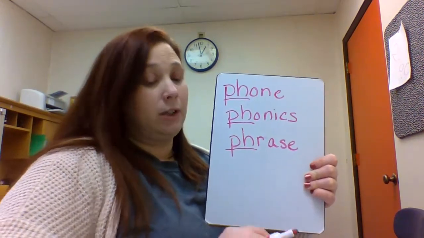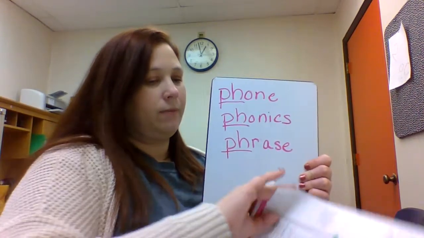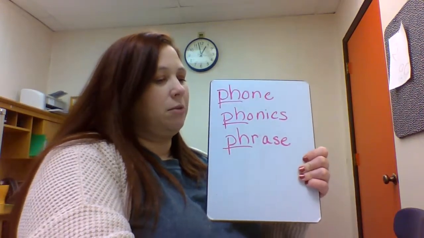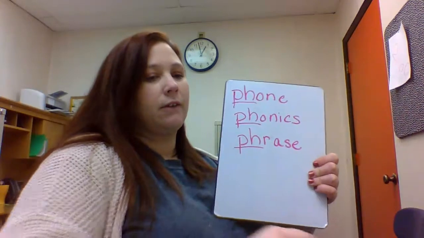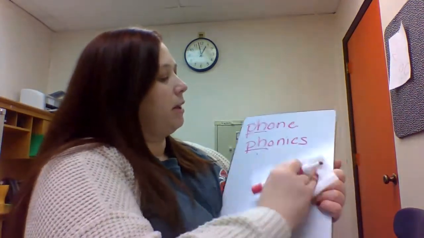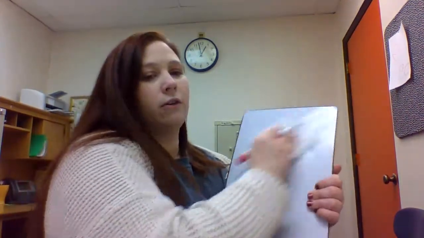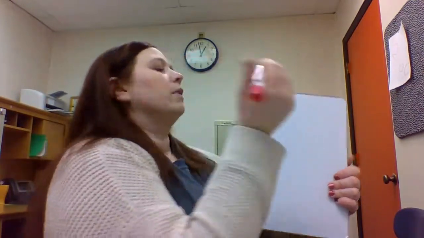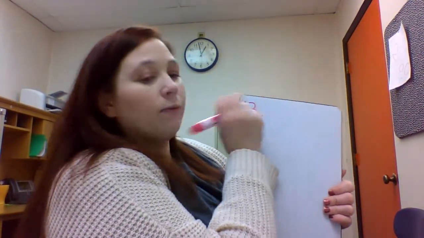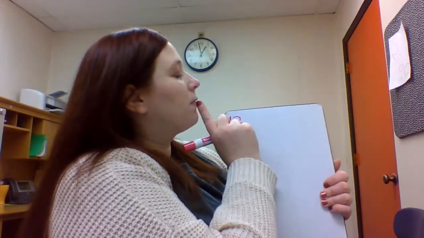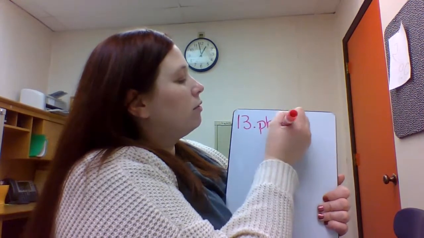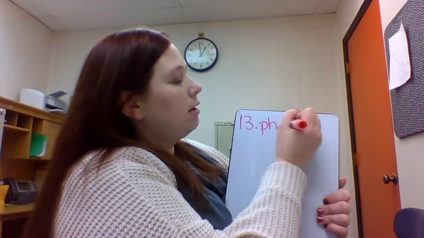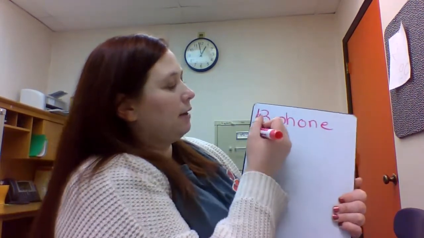A little confusing, isn't it? But the PH makes that sound. Let's practice spelling a couple of words. On number 13, we are going to spell phone, which I just spelled, so it's that PH. Then O, N. And to make the O say its name, we're going to have an E at the end.